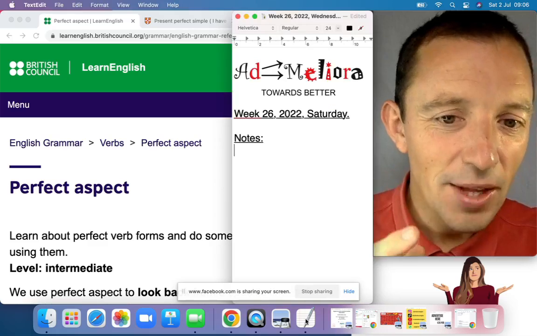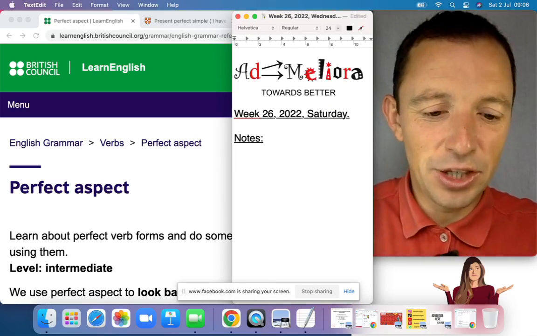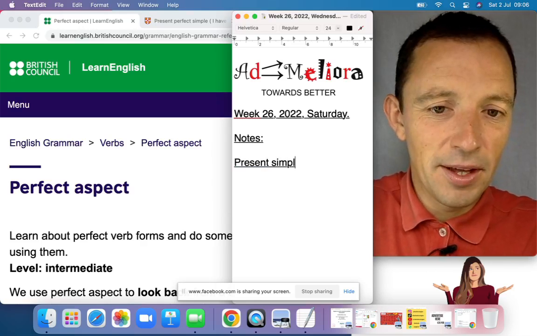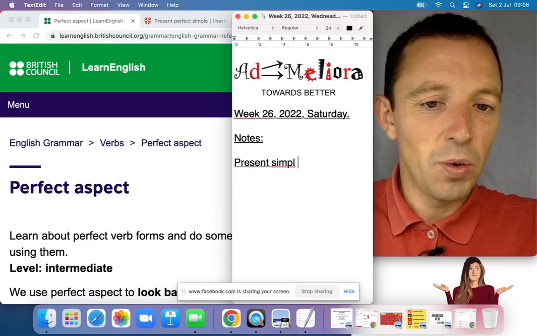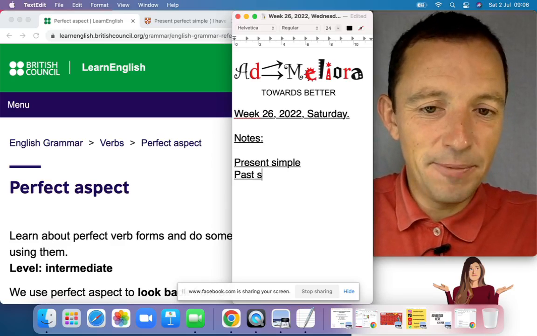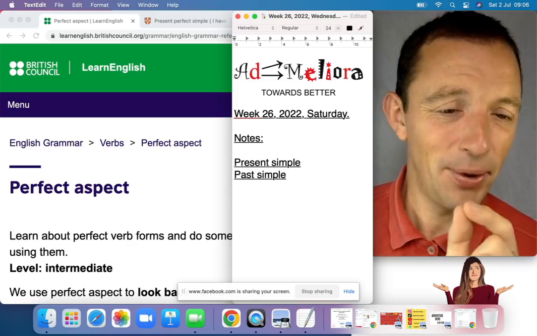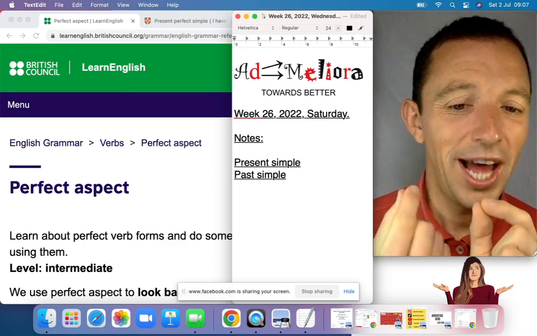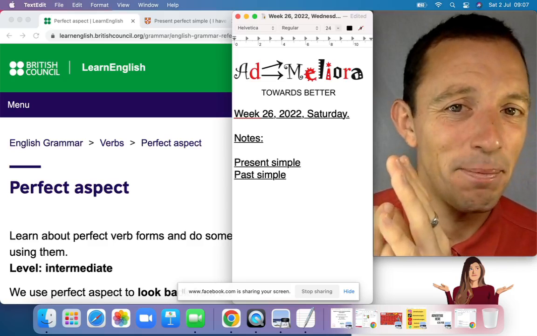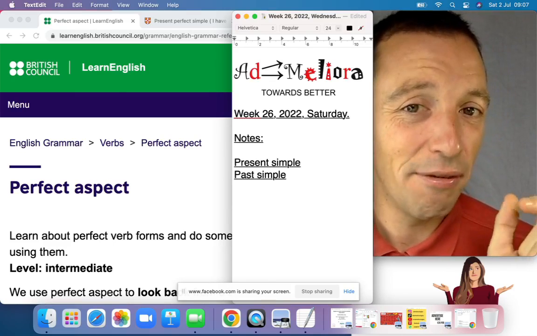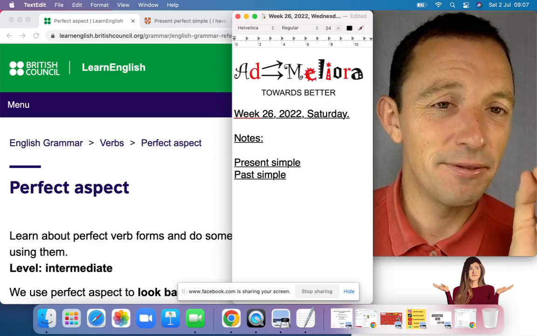First, let me explain to you the perfect, because in English we have the present simple, which is now. We also have the past simple. So they're very important. One action that happens in the present is the present simple. One action that happens in the past, it's completed, that's the past simple. And we also have the construction in the future, will. So that's the present simple, past simple, future.